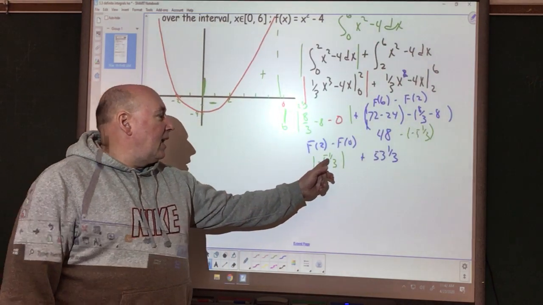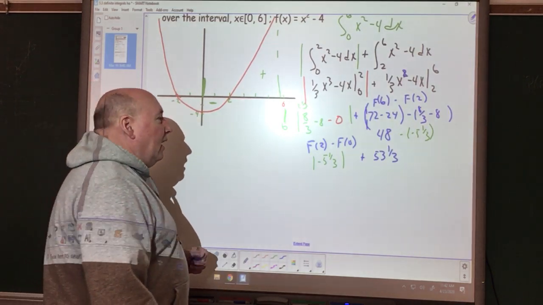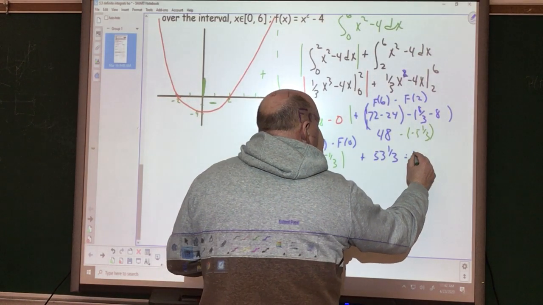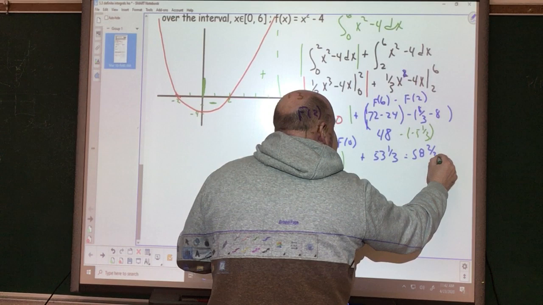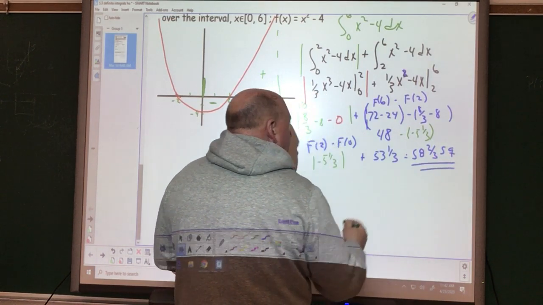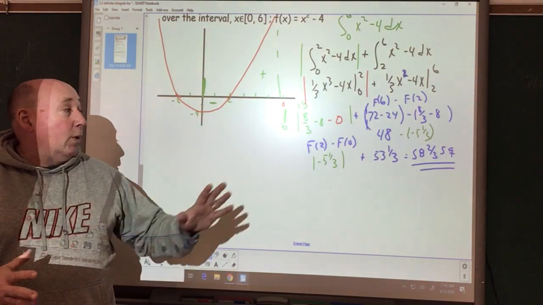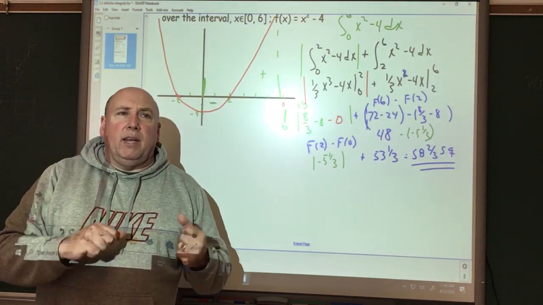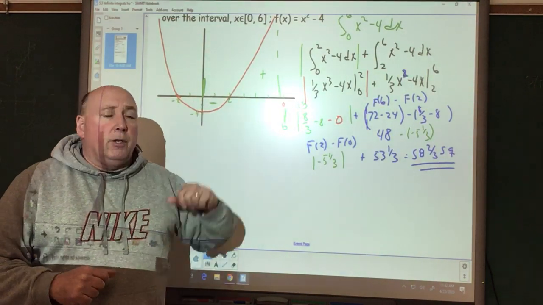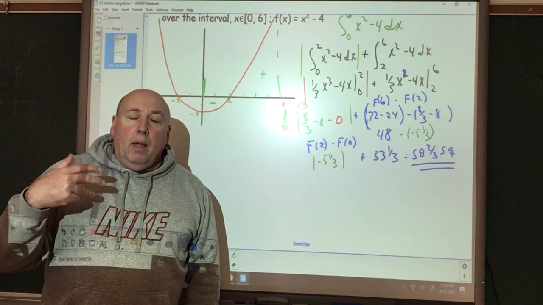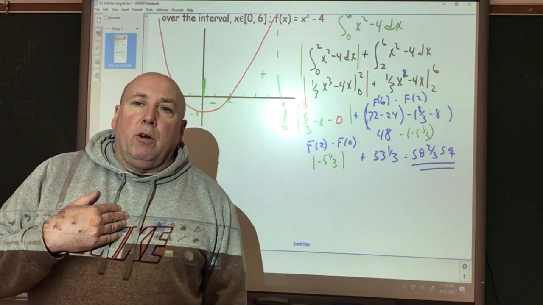So adding these together, we come down to 58 2/3 square units. Once again, when we have an area that's positive and negative, we have to separate into 2 different integrals. Okay, this will be the last of the new material for this week.